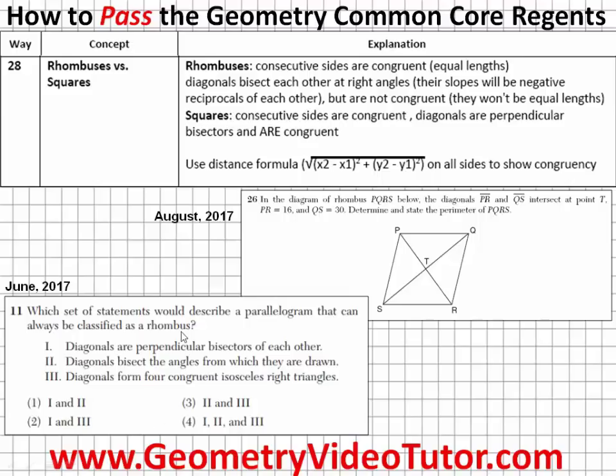So we're down to 1 and 4, and so Roman numeral 3, the diagonals form 4 congruent isosceles right triangles, which we learned from the last question. It did. So the answer is going to be choice 4 for that reason. Okay, again, using the information from way number 28.